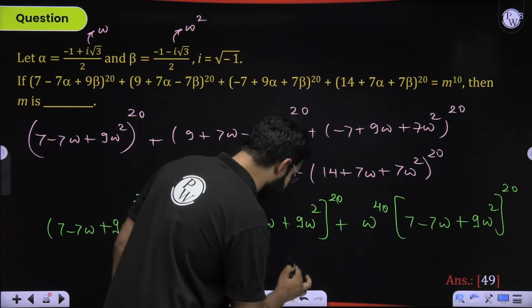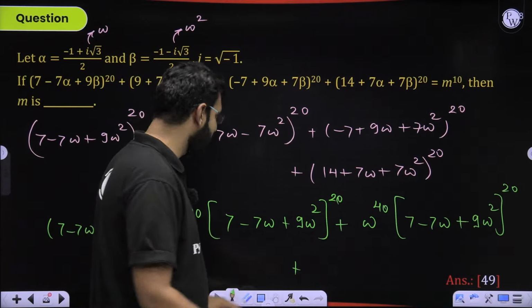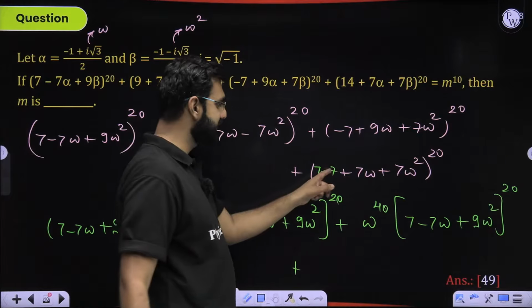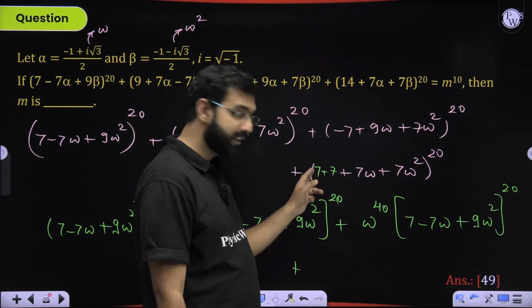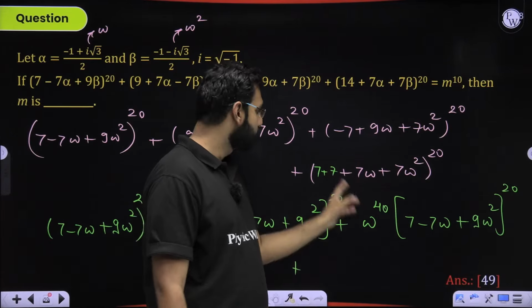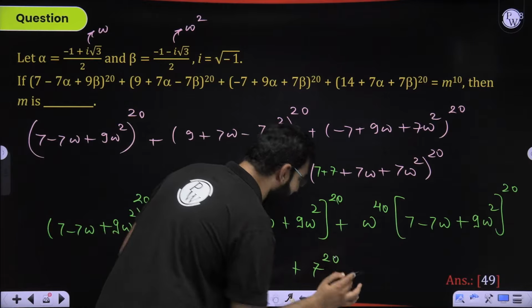Plus one more term is there. This 14, can I not write as 7 plus 7? So if I write this 14 as 7 plus 7, this 7 I can take outside. Forget this 7. 7 times 1 plus omega square, that we know is 0. So 7 into 0 is 0. This leaves you with 7 to the power 20 here. Everybody with me on this?